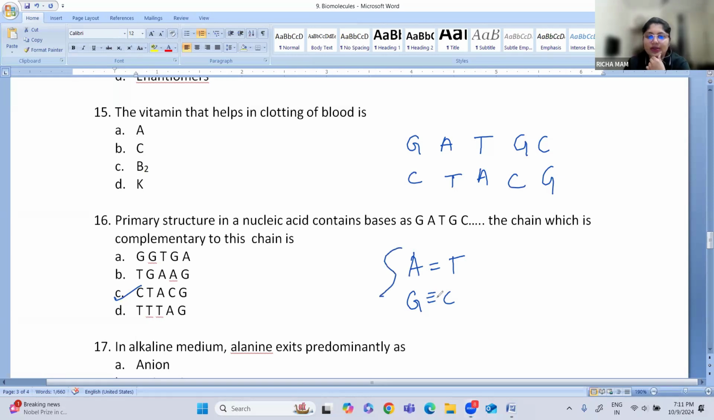Understood. So these are the complementary. So wherever G is there, you have to write C. Wherever A is there, T is there. So these are the complementary bases. Yes, Lubna has also answered it correct.